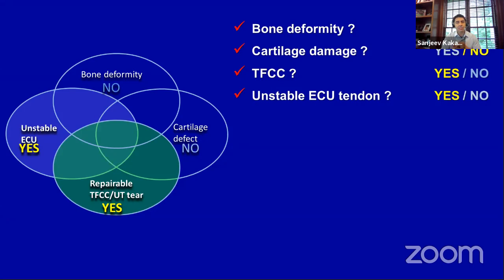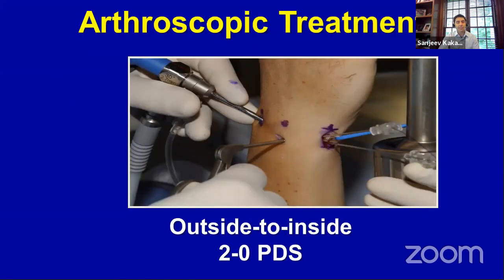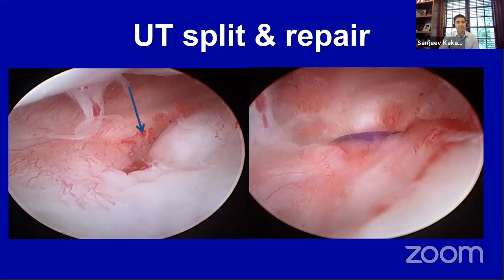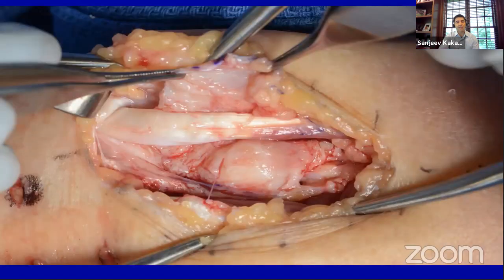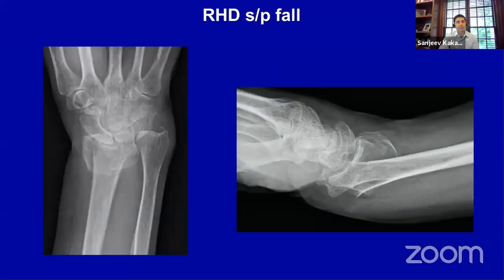So again now, we're going to go back to this patient. Bone looked good, cartilage looked good, had a TFCC problem and an ECU. So when we go into the operating room, we want to address both of these. So arthroscopically, we addressed the UT split tear. You can see here it's repaired. But the mistake here is now to stop. You have to address the other pathology. So now we go to the ECU and do whatever stabilization procedure that you want to do.